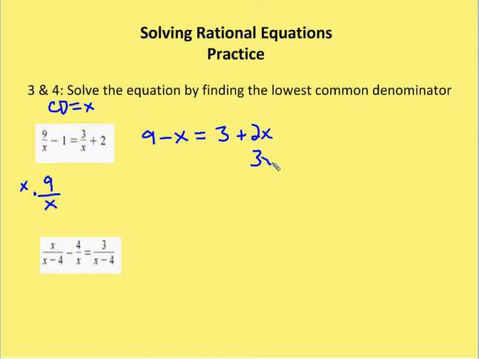I add x to both sides, I have 3x. I subtract 3 from both sides, gives me 6. I'm left with x is equal to 2, and that's my solution.